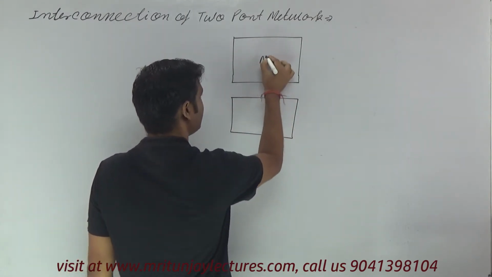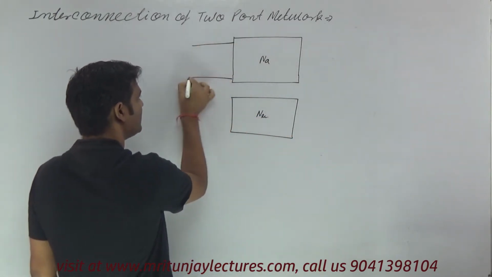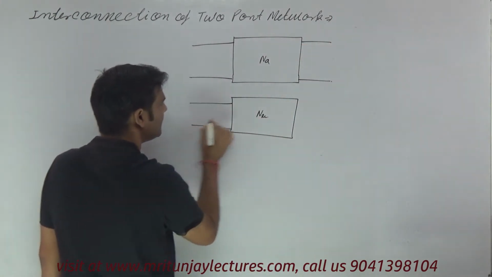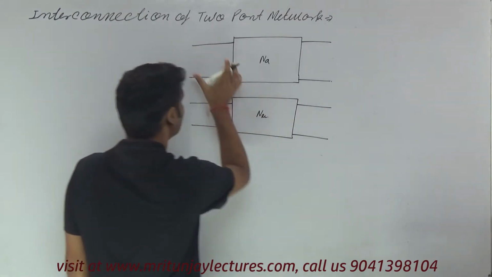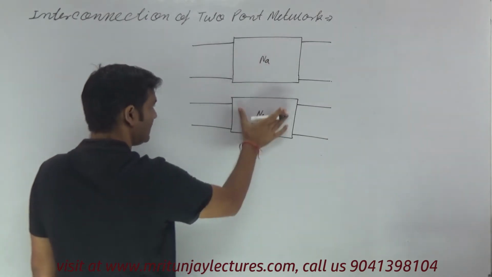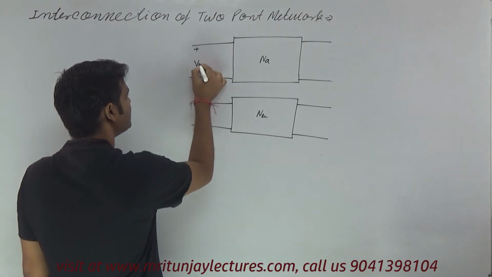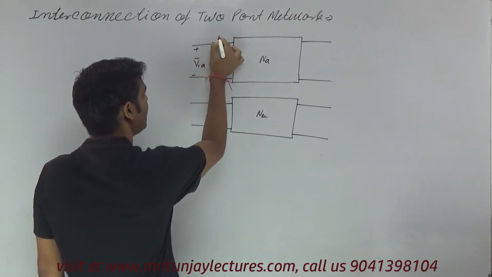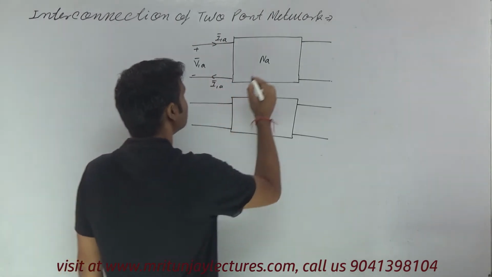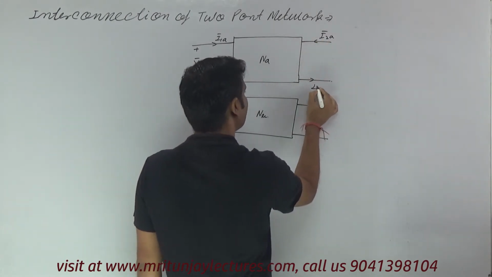There is NA and here that is NB. Okay, and this one corresponding to this one, that is port 1 and port 2. Here port 1, here port 2, here port 1, here port 2, corresponding to network NA and corresponding to network NB. Here we have like this one, I1A. Okay, similarly I2A.